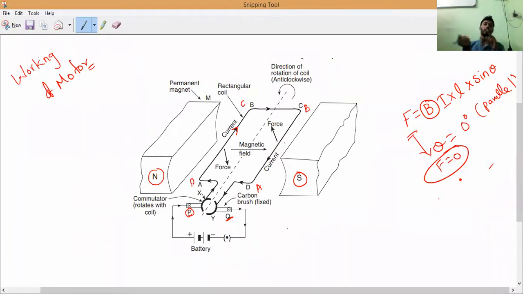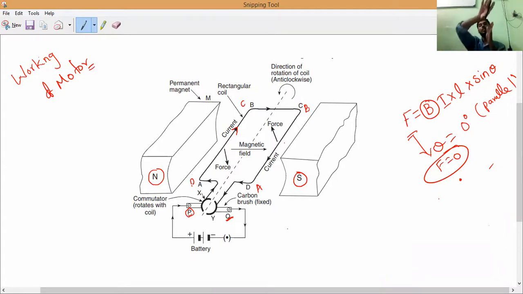So after every half rotation, what is happening? The positions of AB and CD are changing. So one time the current is passing through the AB in the upward direction, so the force is acting downwards. So after half rotation, the CD will come to the AB position, so now the current is passing through the CD, so that AB will go down. Again half rotation, so again AB will come to the initial position.